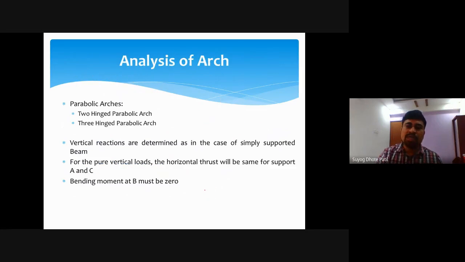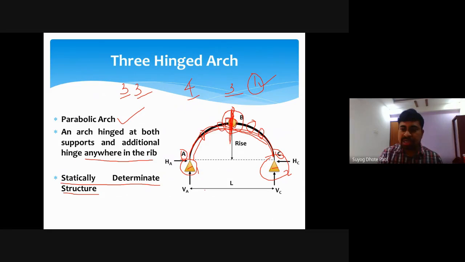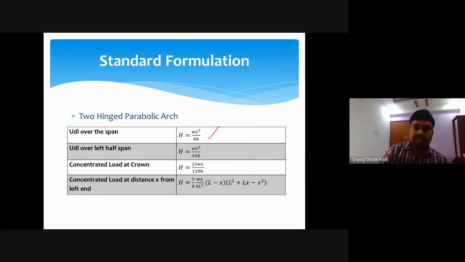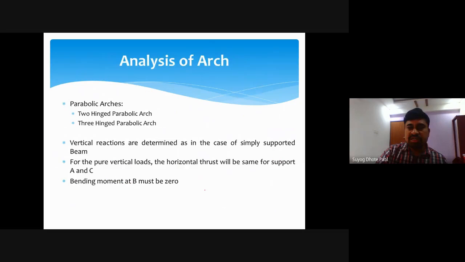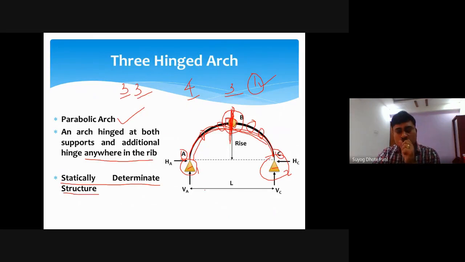In the analysis of a parabolic arch, it is considered as a simply supported beam and analyzed as a simply supported beam. Again, calculate the support reactions and calculate the neutralizing forces and moments. In the case of a rib, no bending moment and shear force develop in that rib. Only horizontal thrust is developed in the case of arches.